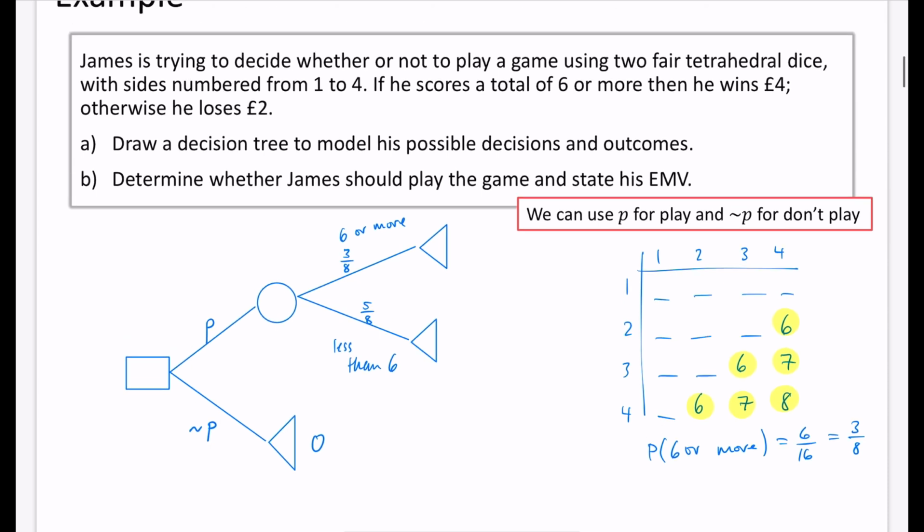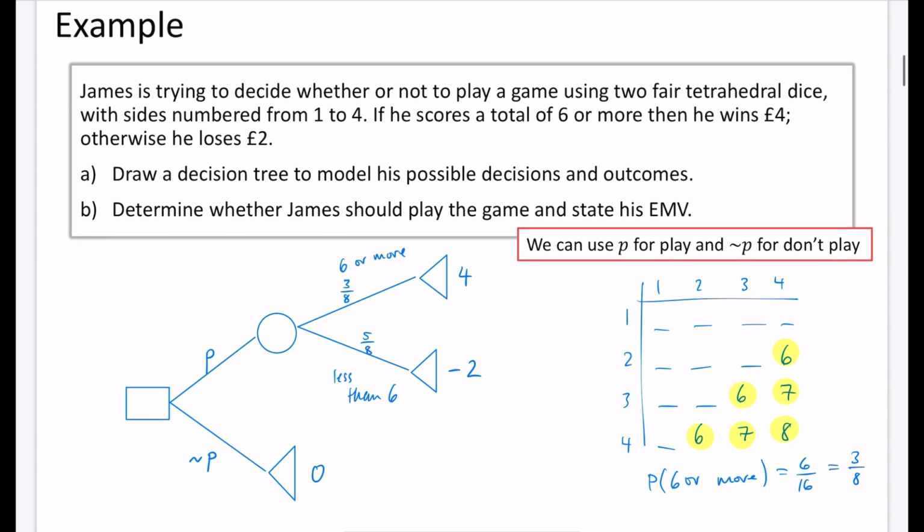Now, let's actually think about what would be gained on these bits that we have here. Let's think about what we should write as these possible outcomes. This one had an outcome of 0. This would be if he chose not to play the game. Now, if he chooses to play the game and he gets 6 or more, he wins £4. So I'm just going to put a 4 next to this part. If he chooses to play the game and he loses, he's going to lose £2, which obviously we will represent with a subtract 2 like this.